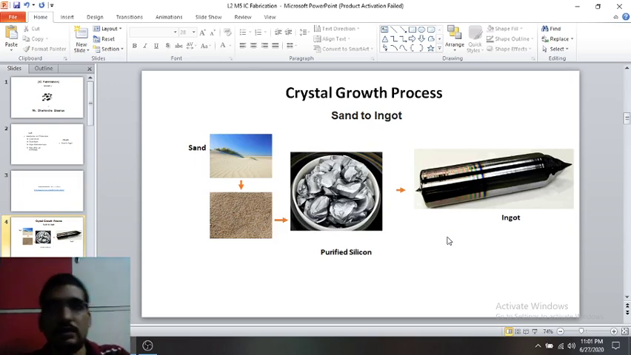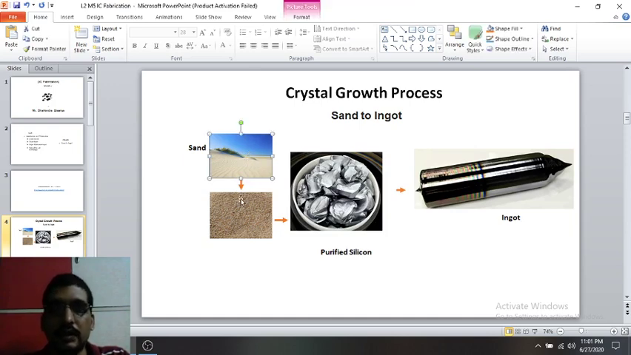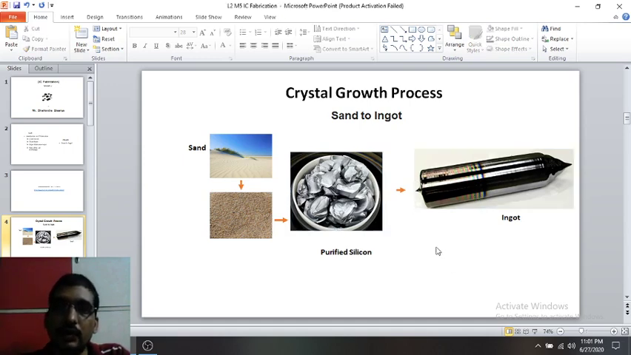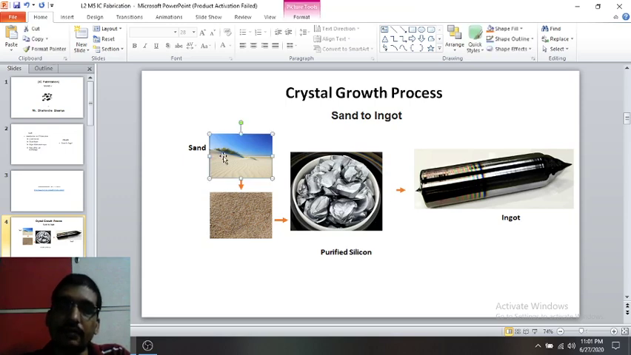Crystal growth process. How do we form an ingot from sand? In the last session I showed you this slide: this is the sand, and this is the purified form of sand known as quartzite. This is purified silicon, known as electronic grade silicon, and this is your silicon ingot. These are the major steps. We will start from here and we will achieve here.